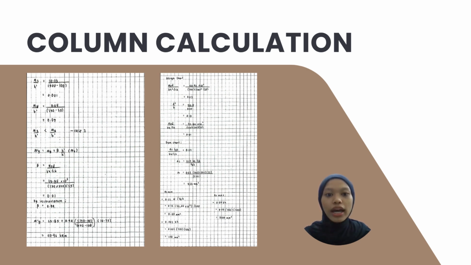Lastly, we need to know the AS min and max using the formulas 0.12 N over fyk and 0.002 bh for the AS min, and 0.04 bh for the AS max. AS min we got 8.60 and 250, and AS max we got 5,000. Hence, our AS is still within range.